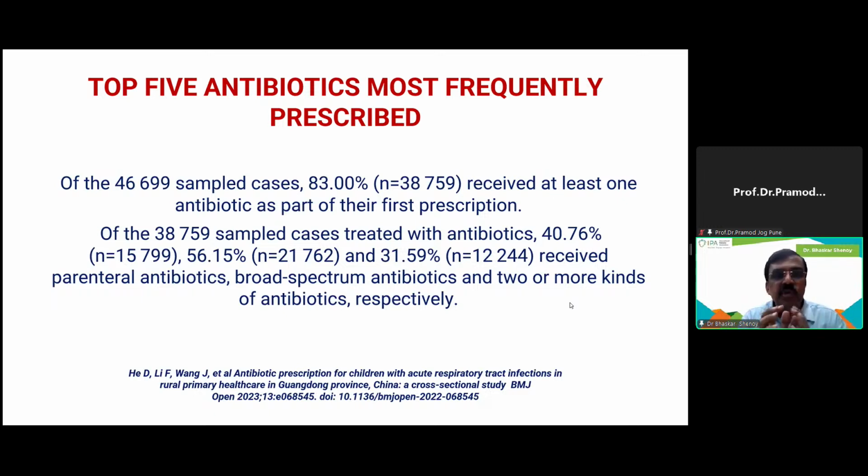So I will just take you through a study in China, wherein they looked at the antibiotic prescription pattern of recurrent respiratory infections in a rural primary health care center, where they looked at 46,000 plus cases. It is astonishing to see that 83% of them received at least one antibiotic as part of their first prescription. That is such a sad state of affairs, and we are not far behind this. Out of the 38,000 sampled cases with antibiotics, 40%, 56% and 31% respectively received either a parenteral antibiotic, a broad spectrum antibiotic, or 2 or more antibiotics.